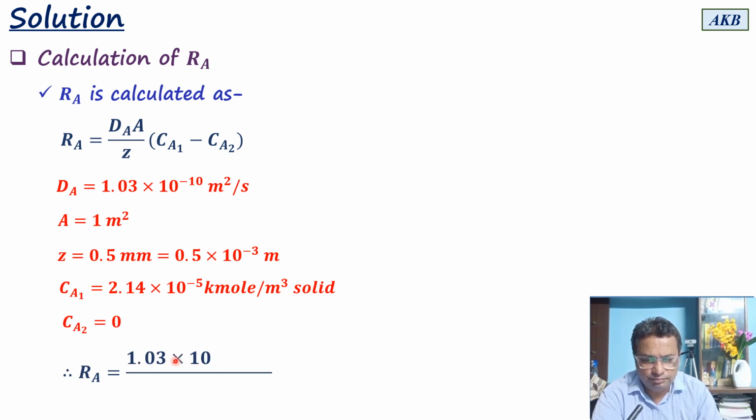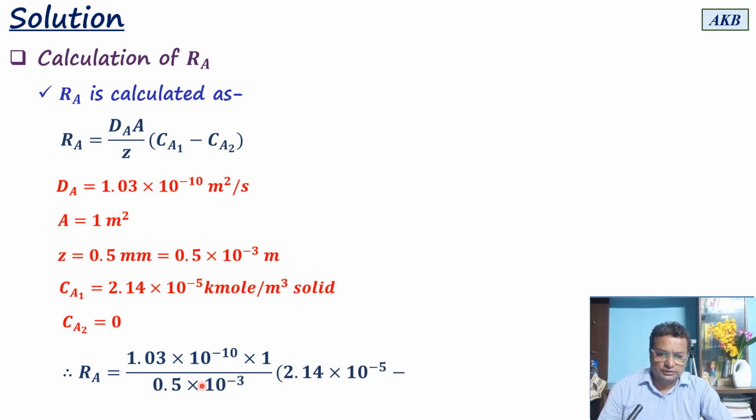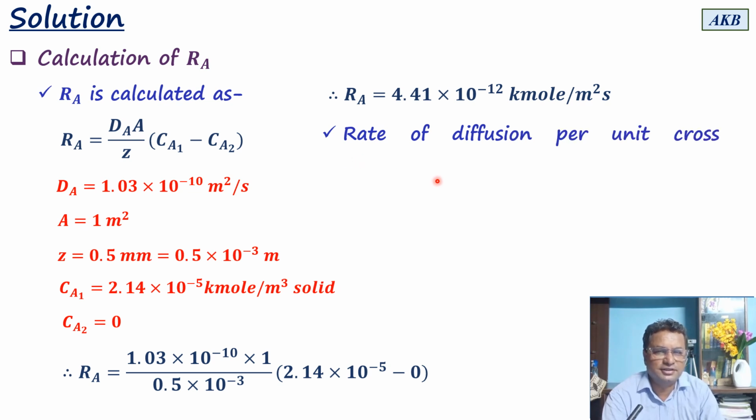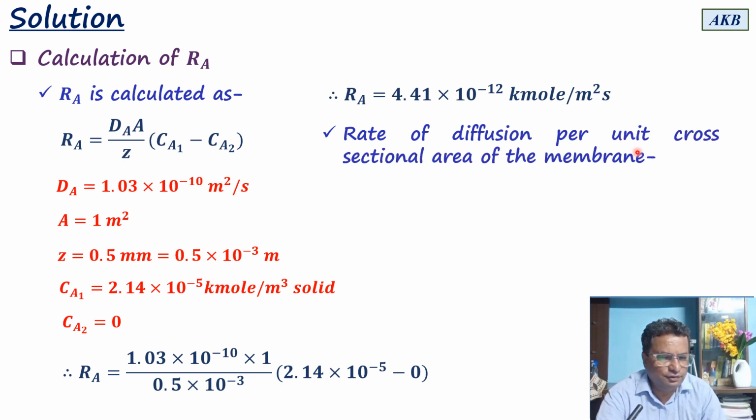Ca2 is 0. So if you keep all the values, you have DA as 1.013 into 10 to the power minus 10, area is 1, Z is 0.5 into 10 to the power minus 3, into 2.14 into 10 to the power minus 5 minus 0. If you do the calculations, you will get RA as 4.41 into 10 to the power minus 12, and now the unit will be kilomole per second per meter square, and that is the final answer that is expected in this case. So the rate of diffusion per unit cross sectional area of the membrane is 4.41 into 10 to the power minus 12 kilomole per meter square per second.